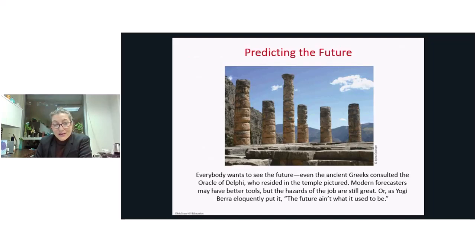So as international marketing researchers, we are charged with the task of predicting the future. And even the ancient Greeks consulted the Oracle of Delphi, who resided in the temple that's pictured in this slide. Modern forecasters, thankfully, have better tools, but the hazards of the job are still great. "The future ain't what it used to be" is a statement from Yogi Berra.